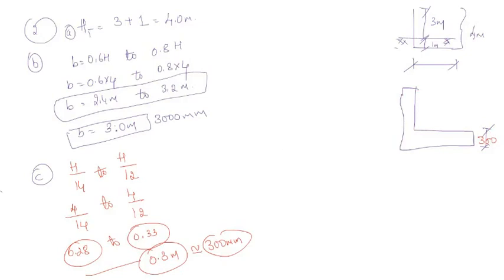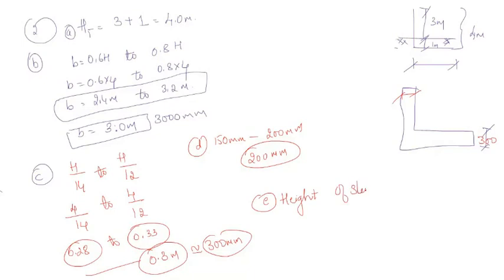Now we have to determine the stem width. The thickness of the stem at top ranges from 150 mm to 200 mm. So I will take the maximum one, 200 mm. The next one is the height of the stem.